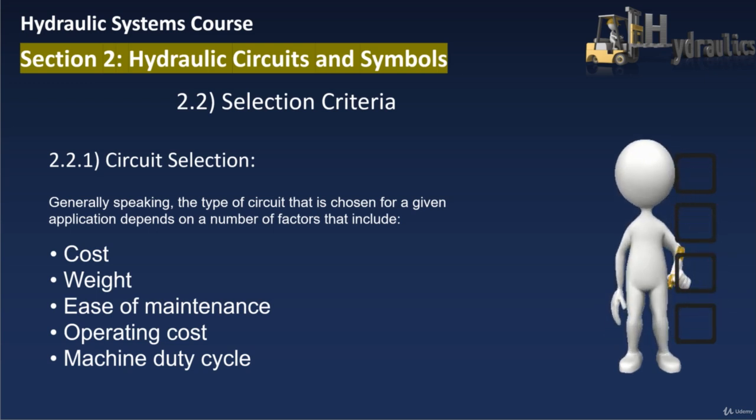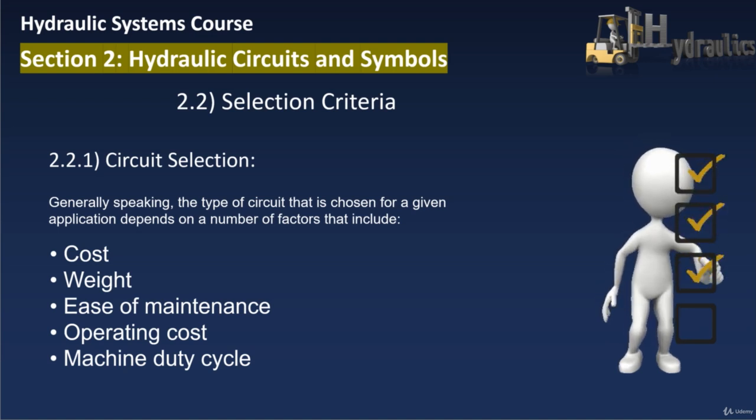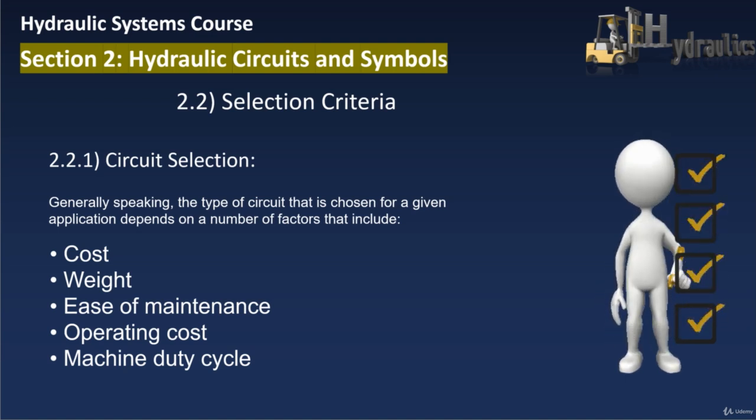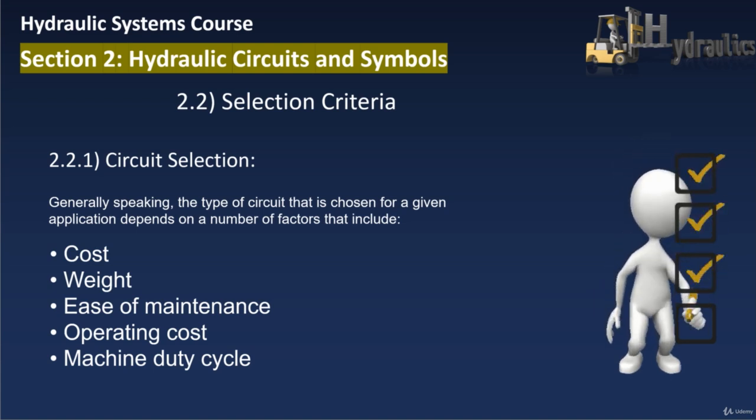Ease of maintenance: how frequently do I perform a maintenance activity, and whether it is easy or not. Operating cost. Then machine duty cycles. What is the life cycle of every component?